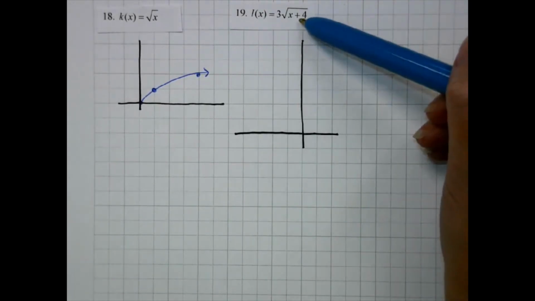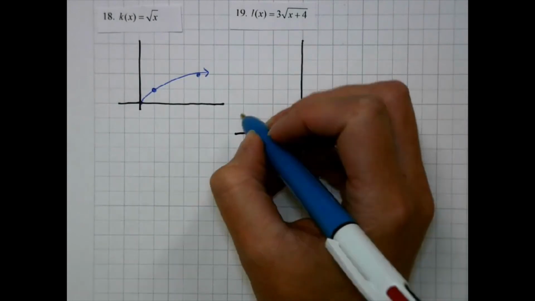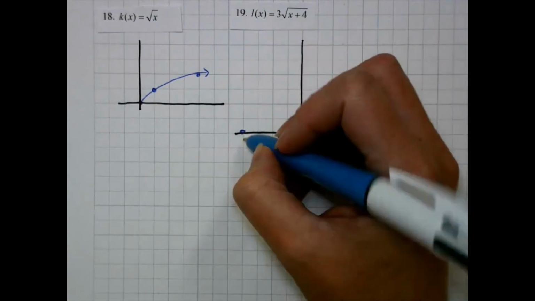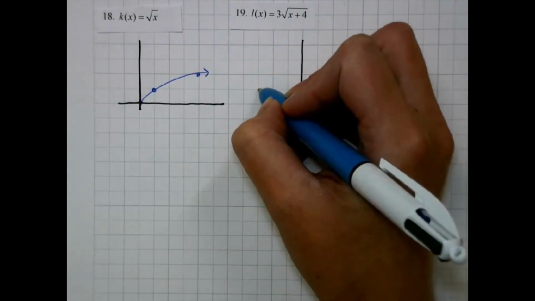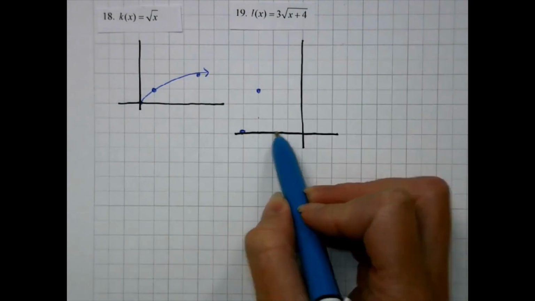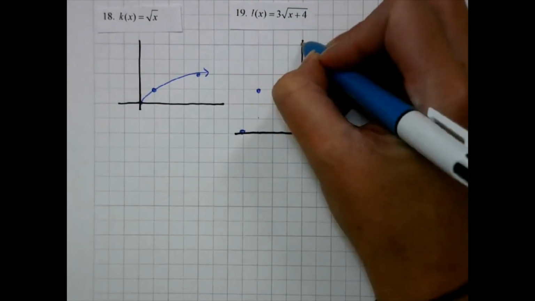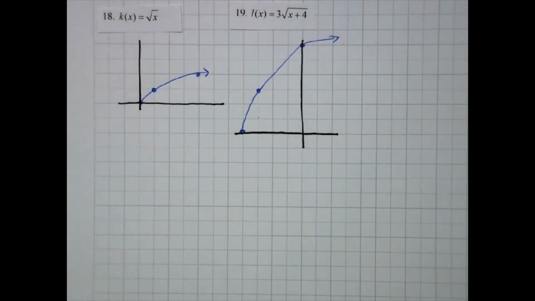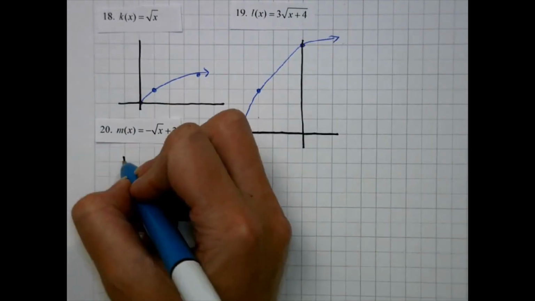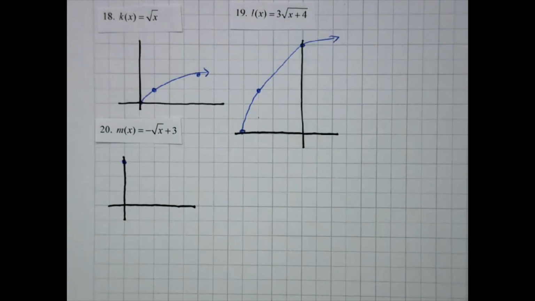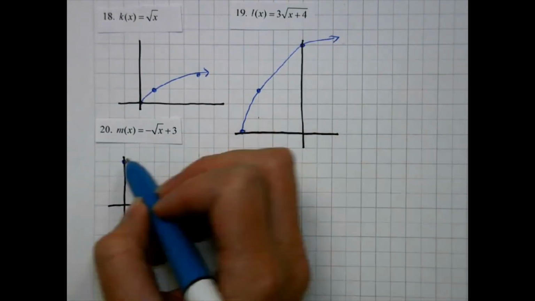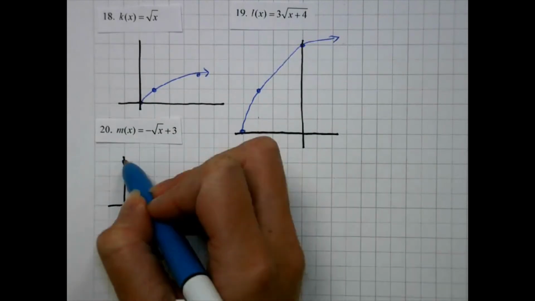This one's going to be shifted to the left 4. 1, 2, 3, 4, and then it's going to be stretched vertically by a factor of 3. So instead of going over 1 and up 1, our next point's going to be at 3, and instead of going over 4 and up 2, we're going to be at 6. Now we have it where we're going to be moved up 3, and then it's going to be reflected over the x-axis. So instead of going over 1 and up 1, we're going to go down, and then over 4 and down 2.